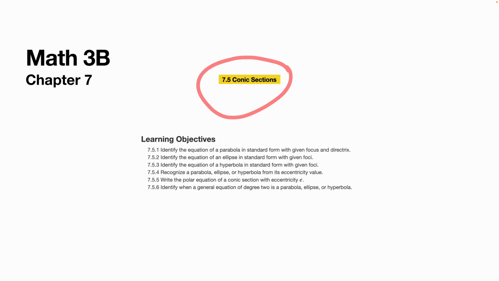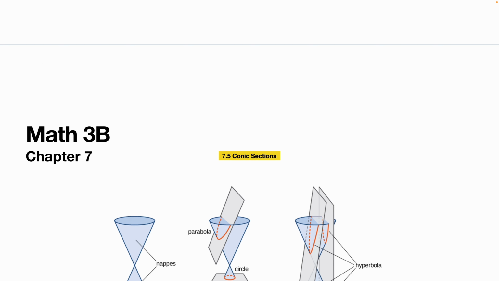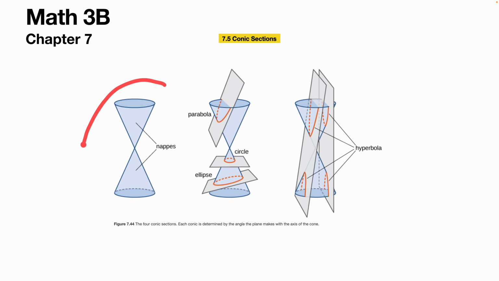7.5 Conic sections. So we're looking at a cone over here. They're making a point that a cone has two nappes. This is a nappe. Two nappes form a cone.